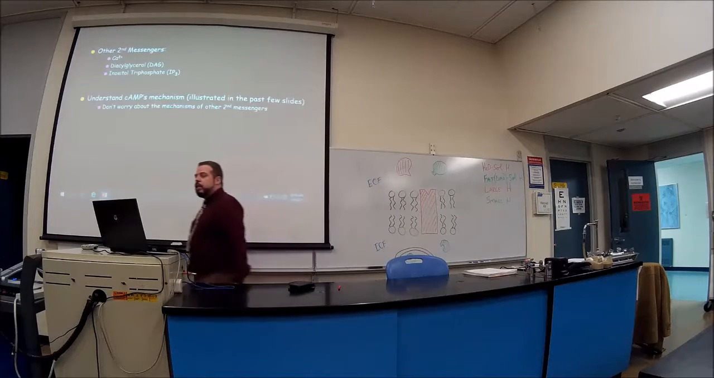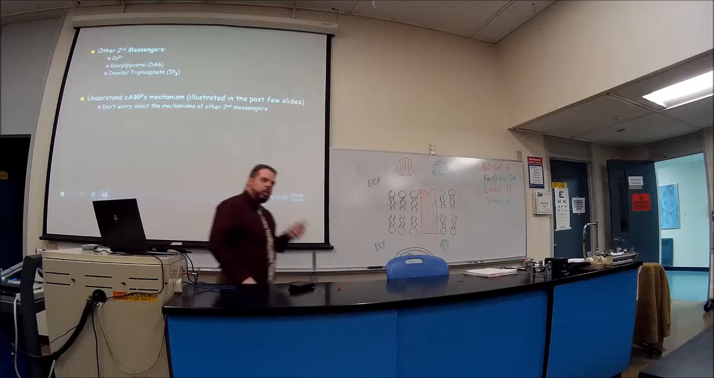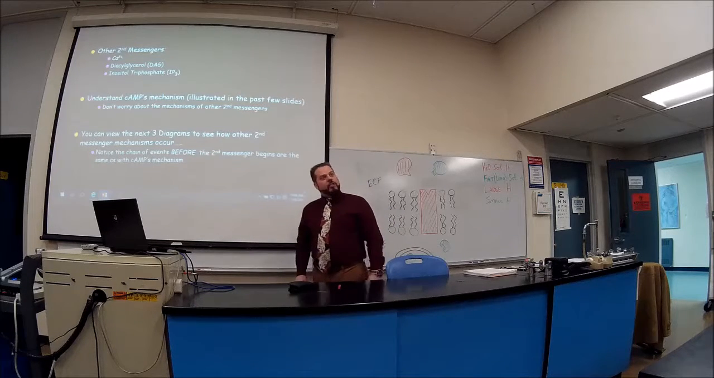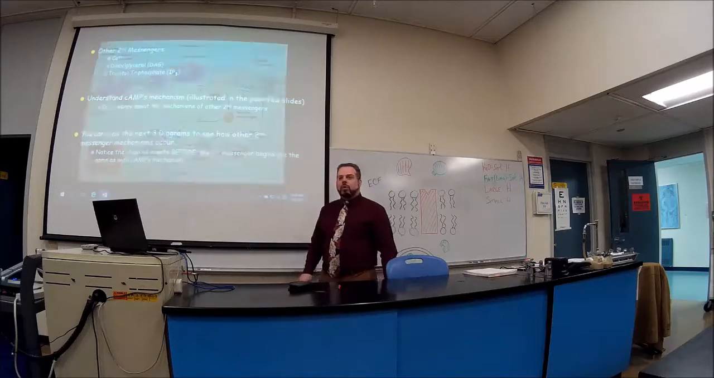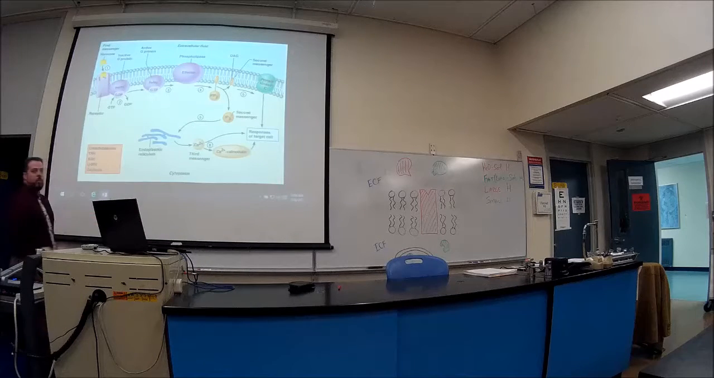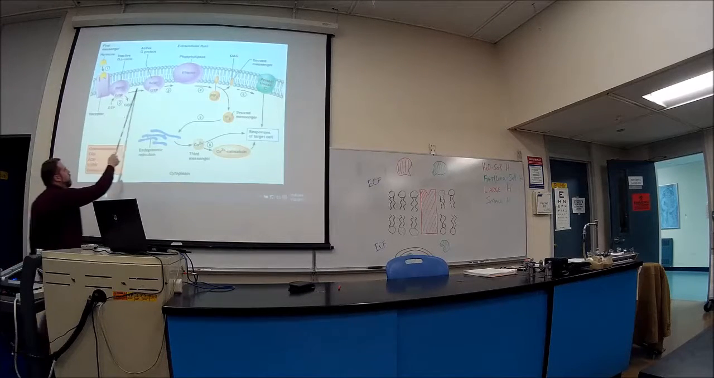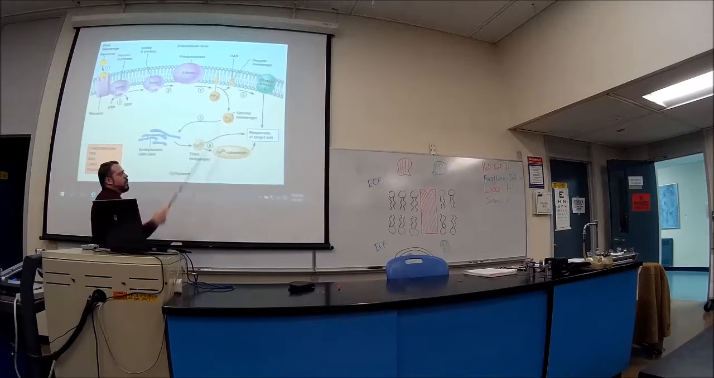So understand cAMP's mechanism, as I showed you with all those different scenarios, but don't worry about the mechanisms of the second messengers. Just know what ones they are, okay? If you're really inclined to know a little bit more, you can look at the other diagrams that I have up here, but I'm not going to hold you to remember them. Just showing you what's going on here, it looks pretty much the same. There's the receptor, there's the G protein, but instead of making cAMP come out, you have something called IP3 as a second messenger.